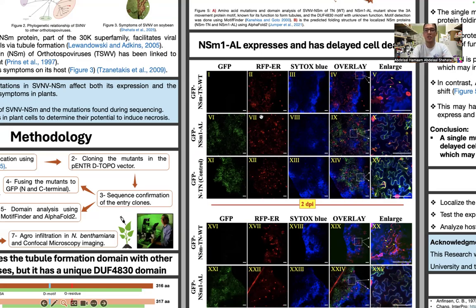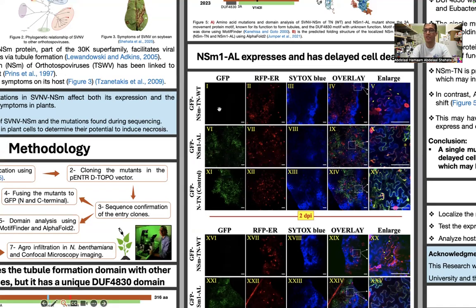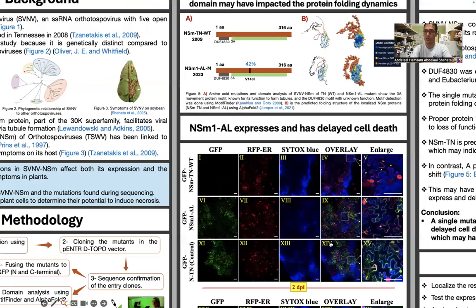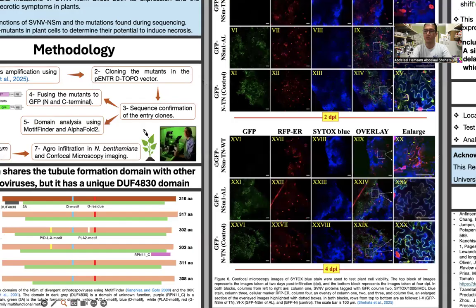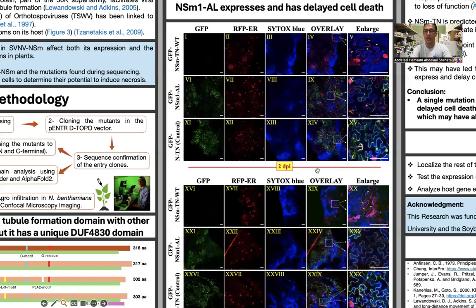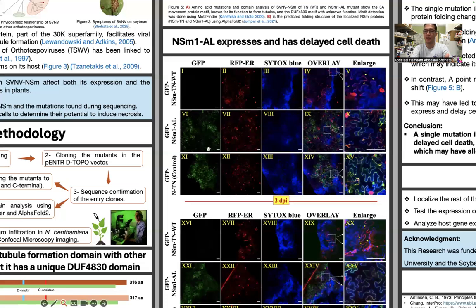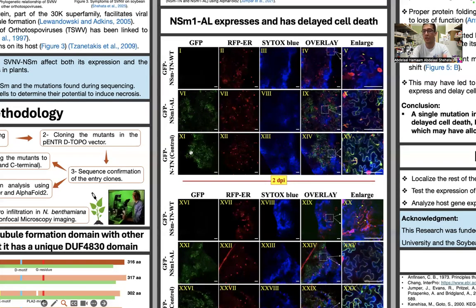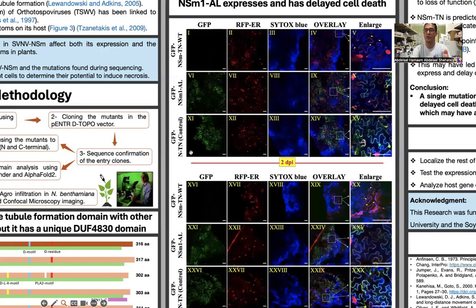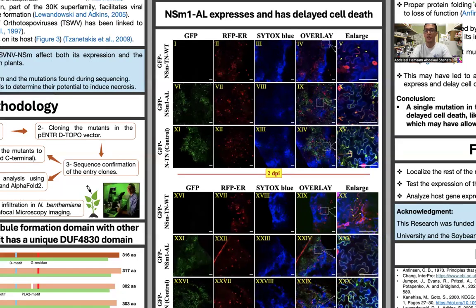Basically, the NSM of Tennessee did not express at all, at 2 days post-infiltration or at 4 days post-infiltration. There was no expression. However, the NSM of Alabama was able to express and showed a good level of expression. My control here was N, which is another protein from the virus that we know can express and doesn't cause cell death. So why did I use Cytox?